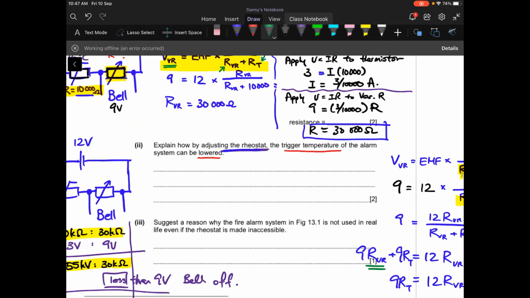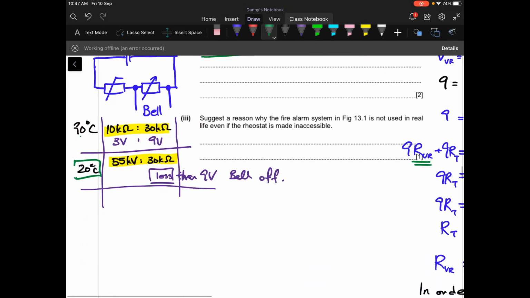So what the question wants is that, let's say now I want the bell to ring at 20 degrees C because I want to have the trigger temperature lower. So meaning that instead of getting triggered at 90, I need it to trigger at 20. So once we have organized this, then it is quite clear now that in order for the bell to be on, what you need to do is you need to make sure that this value goes up such that the ratio between these two is 1:3, right?